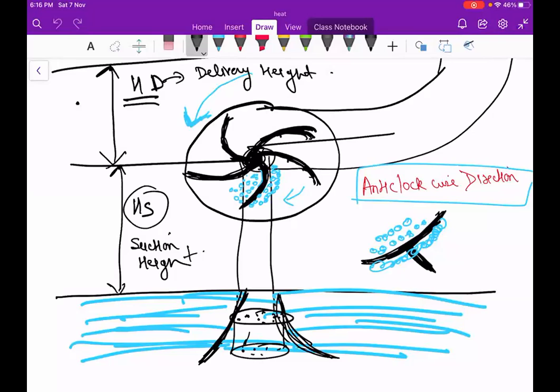For better rpm, you can use your home mixer, since it is transparent and you can watch. The moment you start the mixer, the particles will move away from the center and towards the wall of the body. So at the center there is nothing, because that is a closed body.